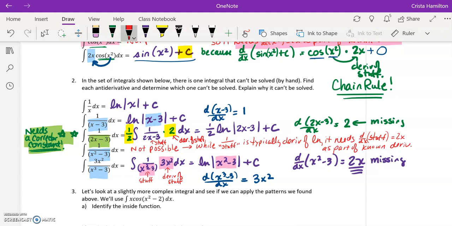Now I just want to make it very clear before this video ends, the only thing you can correct for is a constant missing. You cannot correct for a variable that's missing. So we cannot correct here.